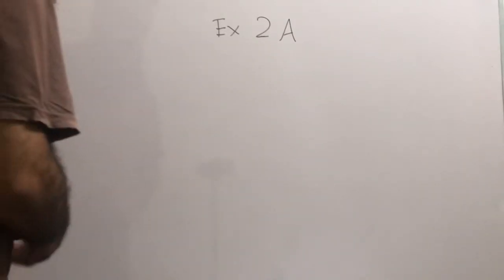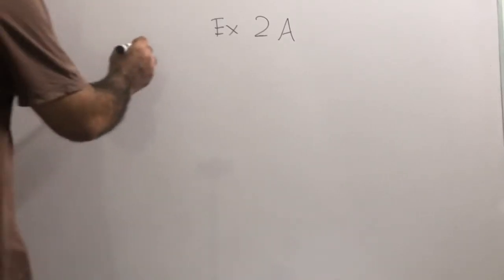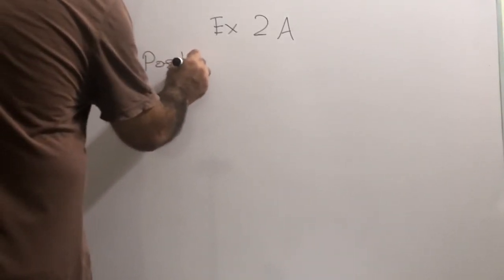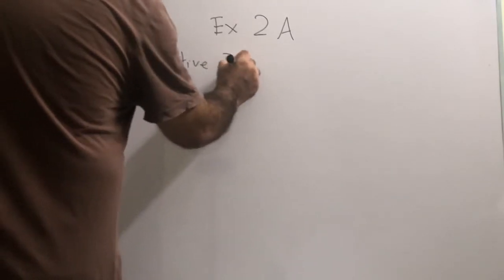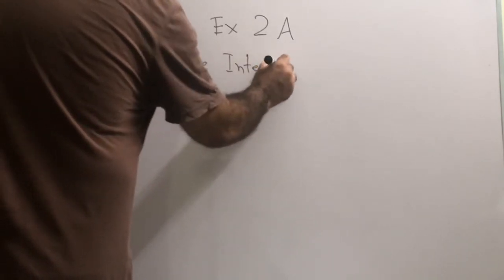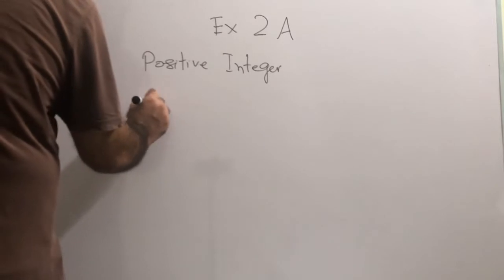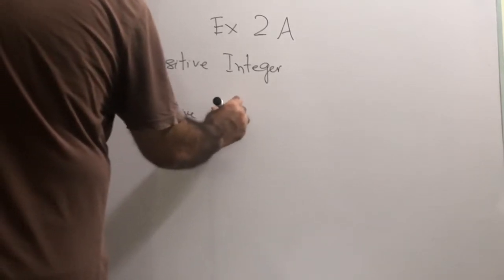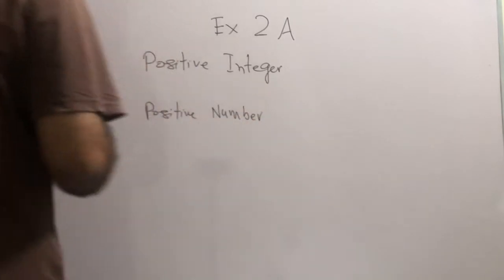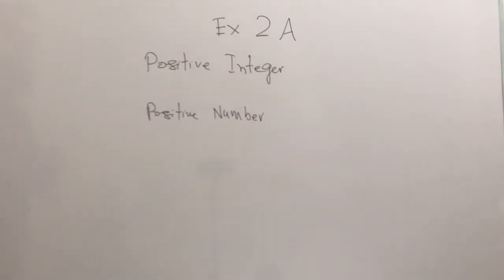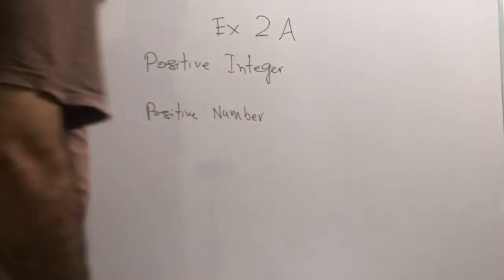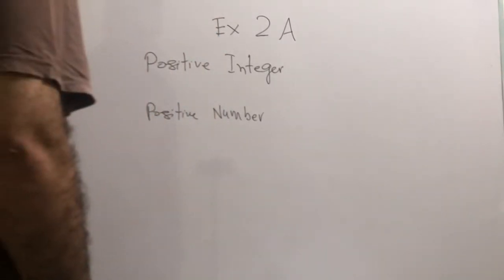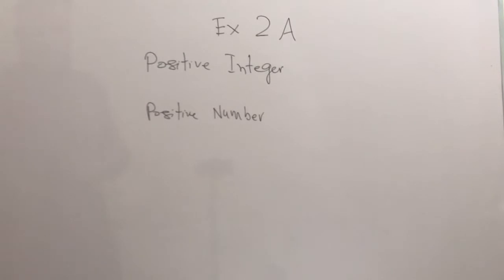So we'll start. First you need to know what is a positive integer and what is a positive number. What is the difference between these two? Okay, because the first question is related to positive integers, positive numbers and negative numbers.